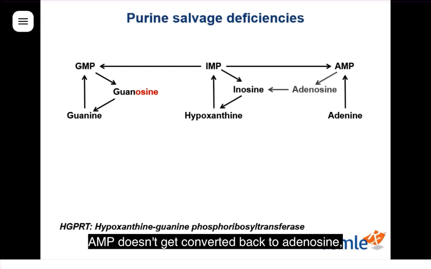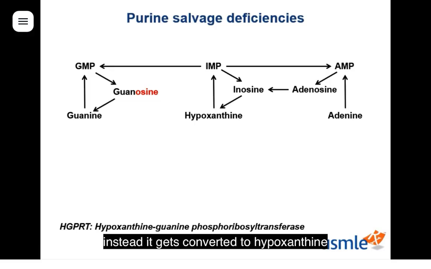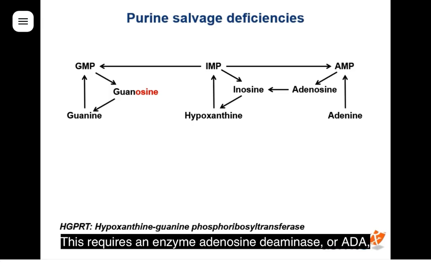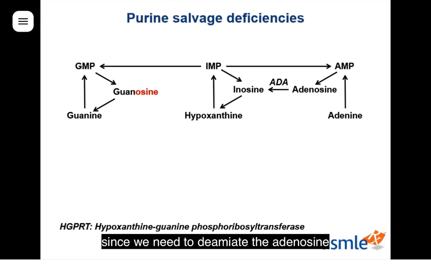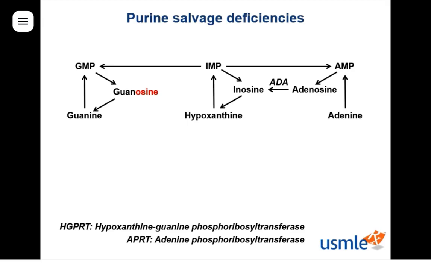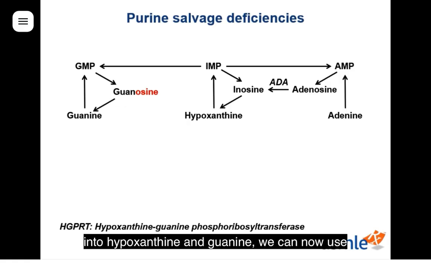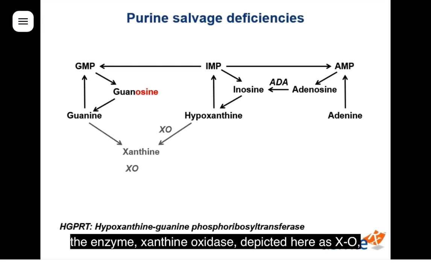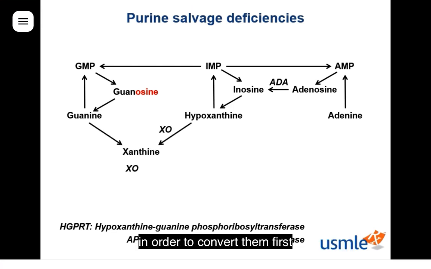AMP doesn't get converted back to adenosine, instead it gets converted to hypoxanthine through the inosine intermediate. This requires the enzyme adenosine deaminase, or ADA, since we need to deaminate the adenosine to create the hypoxanthine base. So now that we've converted everything into hypoxanthine and guanine, we can use the enzyme xanthine oxidase, depicted here as XO, in order to convert them first into xanthine and then into uric acid. What happens to the uric acid? It's excreted in the urine.